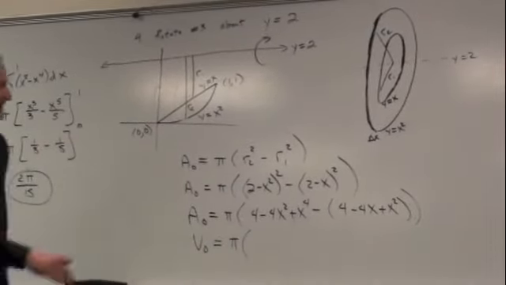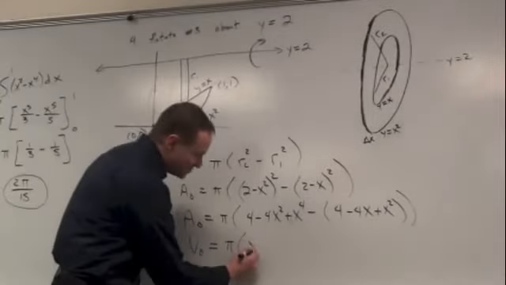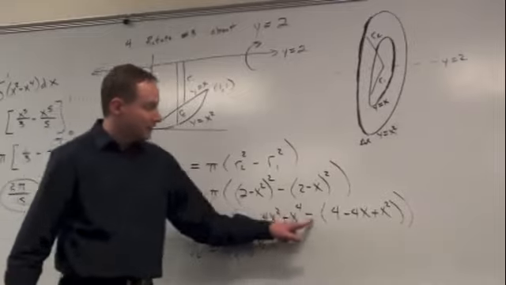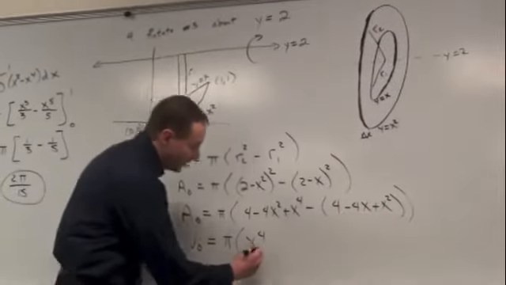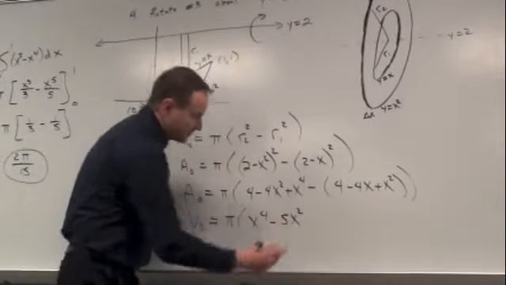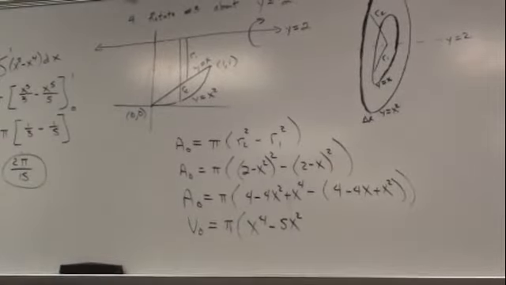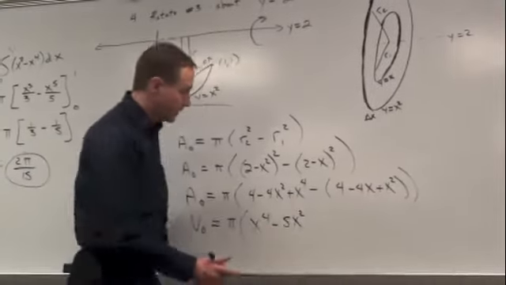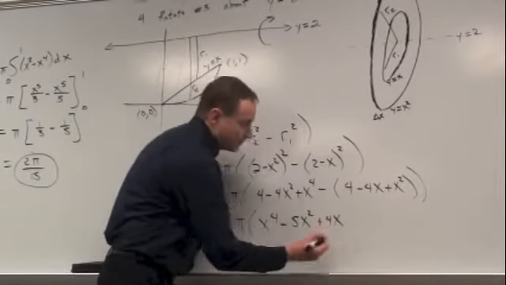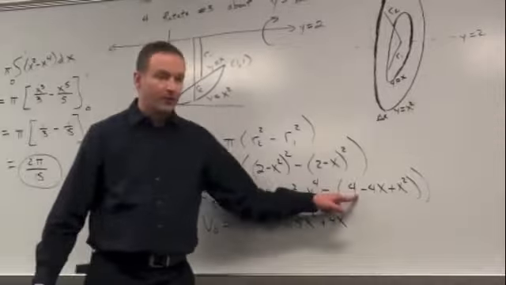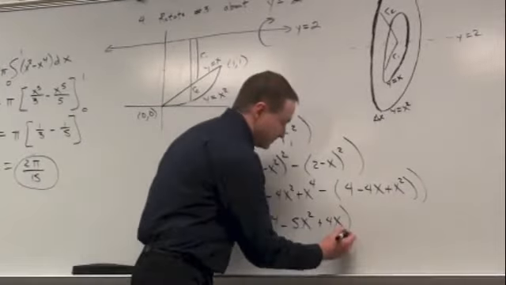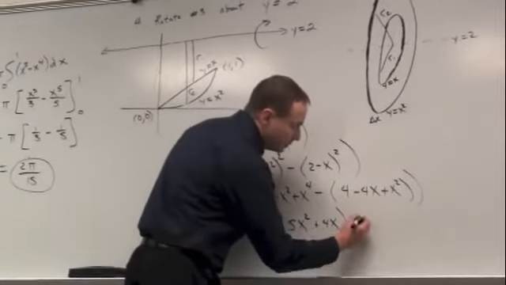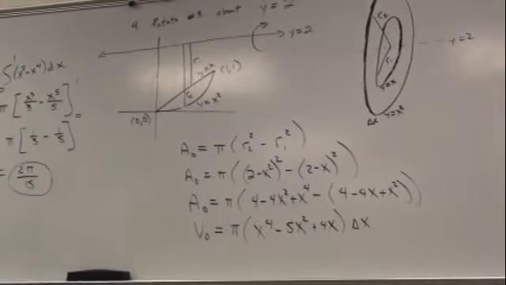So the volume is pi times the group, x to the 4th. And then I have minus 4x squared minus x squared, minus 5x squared. And then we'd have our x terms, which is just plus 4x. 4 minus 4 eliminates. And then since I put volume for this one, we know the thickness is going to be whatever the change in the x value is.